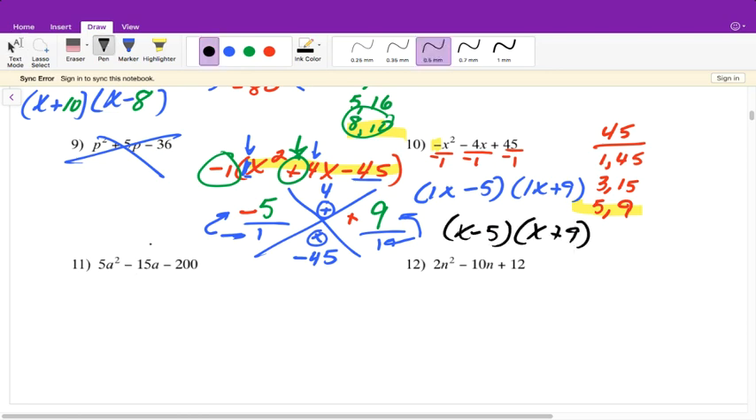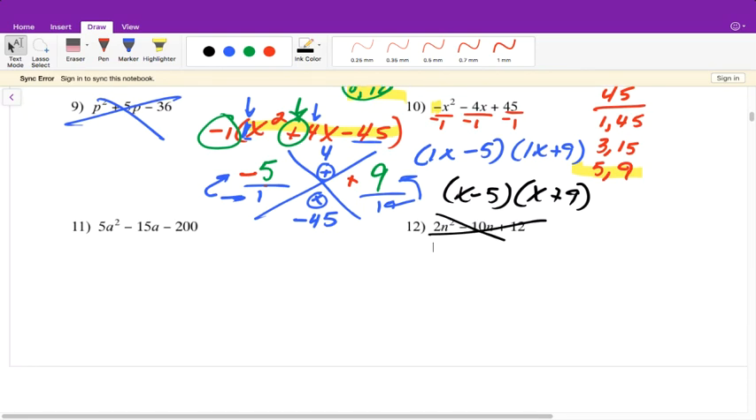All right, I'm only going to go through one of these. I'm not going to go through 12. I'm going to go through 11 because it's the same thing. All right, so remember, very first step, rewrite it in standard form. Second step, take out a GCF. Well, all of these are divisible by 5. So I have a GCF of 5. So I will take this out. And now my new factor trinomial is a squared minus 3a minus 40.